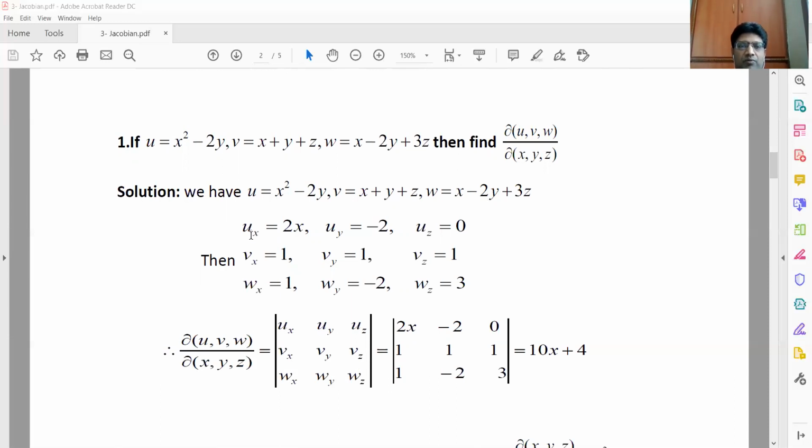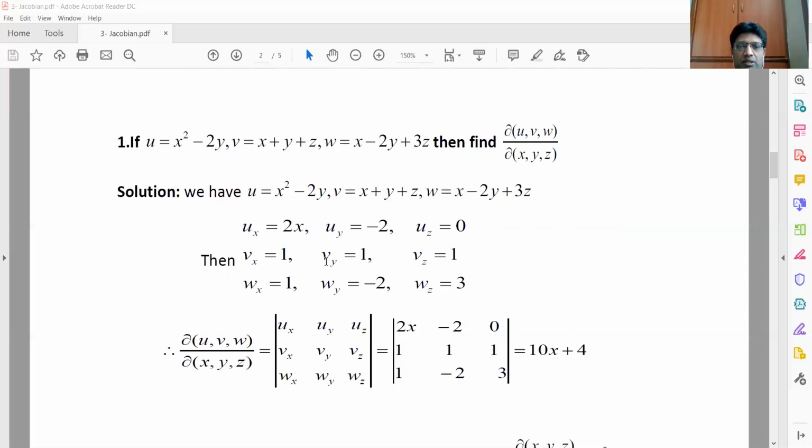So first we are calculating the partial derivative of u with respect to x. Then this becomes 2x. With respect to y, this becomes minus 2. With respect to z, there is no z here, it is 0. Similarly, v with respect to x is 1, with respect to y is 1, with respect to z is 1. Similarly, w with respect to x is 1, w with respect to y is minus 2, w with respect to z is 3. Now we got all the 9 derivatives.